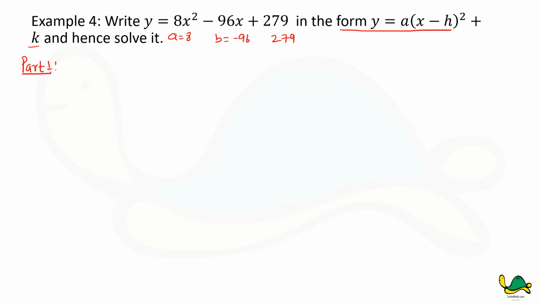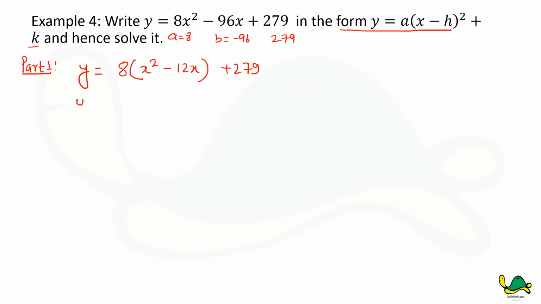Since my a is not equal to 1, I have to make it 1. And how can I do that? I can take out 8 outside, and hence I'll be left with 8 times x square minus 12x, plus 279. Mind this thing that you are just factorizing a and b, the terms containing a and b, and you are not touching your constant term at all.